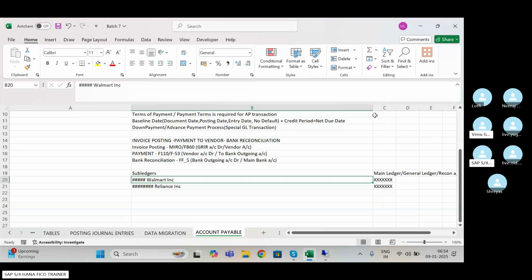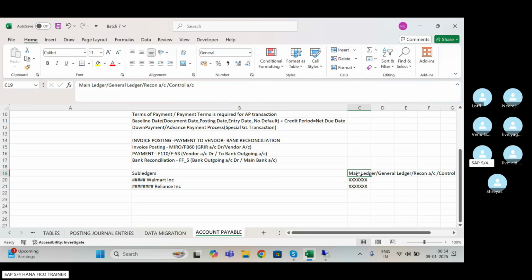Sir, for each vendor account group, we will create one recon account, right, sir? Not necessarily. It can be different also. Under one group you can also have two or three reconciliation GLs. It depends. Let's say you created one domestic vendor group, but within domestic you have private vendors and government vendors. Both are domestic, but for private vendors you want to hit one recon GL, and for government vendors you want to hit another recon GL. So it can be different.